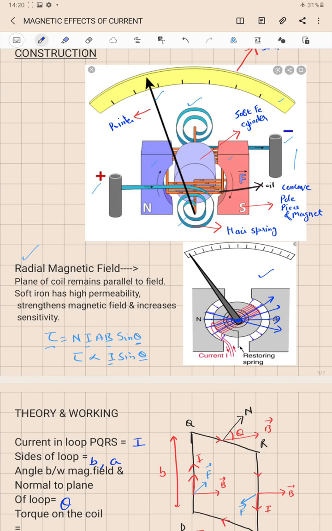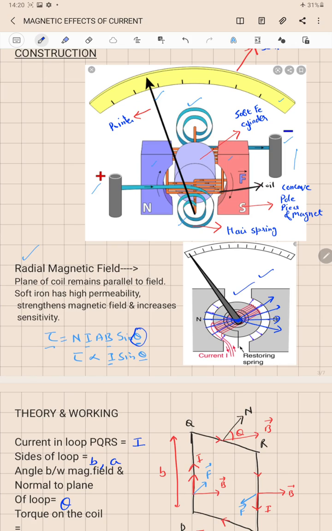We call this type of magnetic field the radial magnetic field. The important point here is that whatever is the position of the coil in the concave pole pieces of the magnet, there will be magnetic field lines present in this arrangement such that the direction of the current and the direction of the magnetic field will always be perpendicular to each other. Here theta is the angle between the normal to the plane of the coil and the direction of magnetic field. So this type of magnetic field is used.